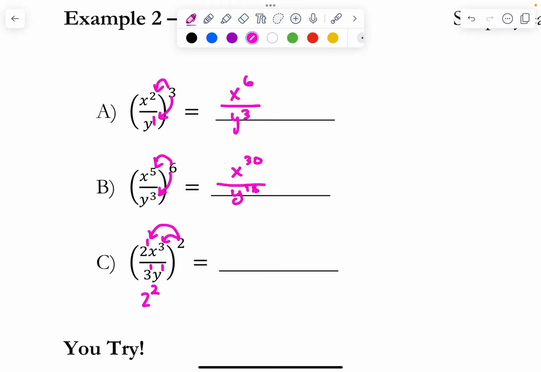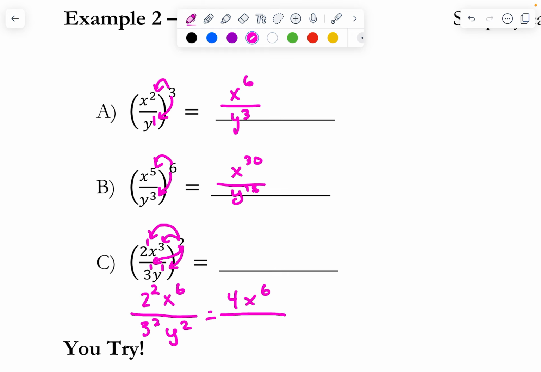X to the power of 3 times 2 is x to the 6th. 3 to the power of 1 times 2 is 3 squared. And then y to the power of 1 times 2 is y squared. Now I know that 2 squared is just 4. X to the power of 6 stays as x to the power of 6. And then 3 squared is 9. And then y to the power of 2 is just y to the power of 2. So that's actually my final answer.